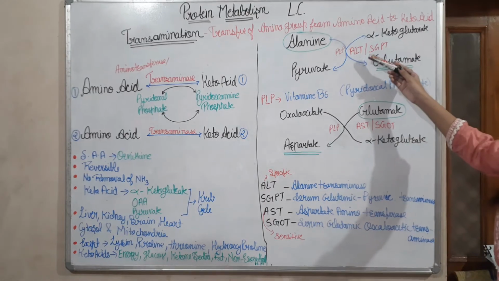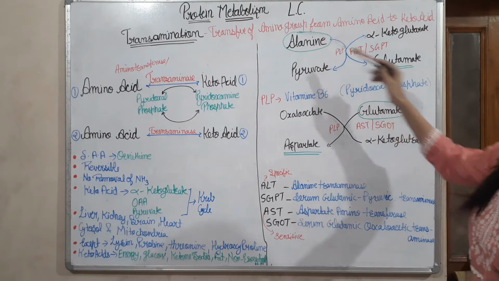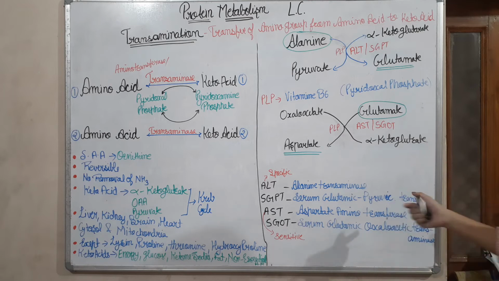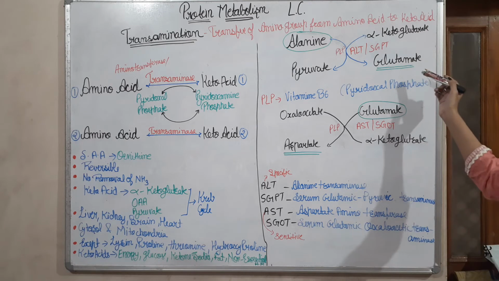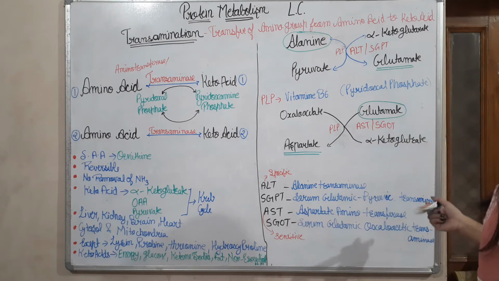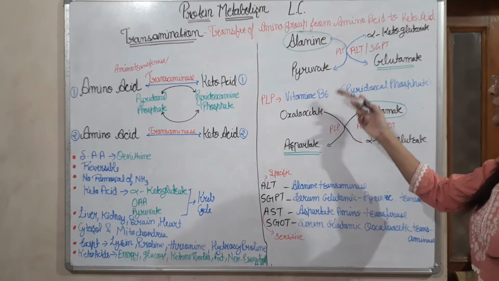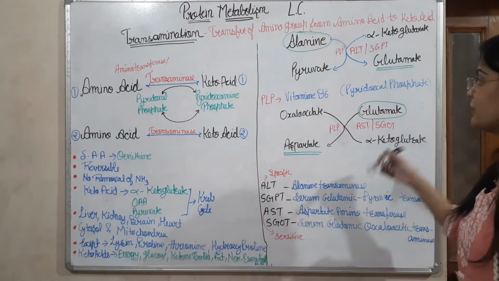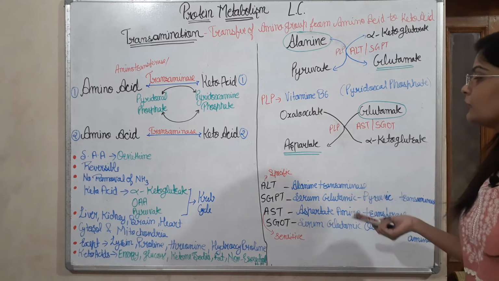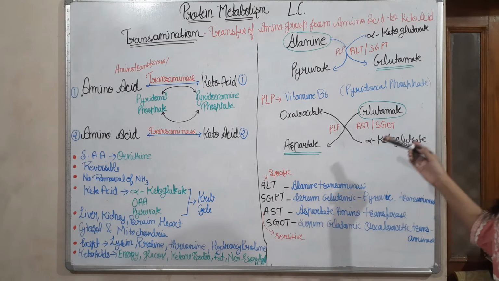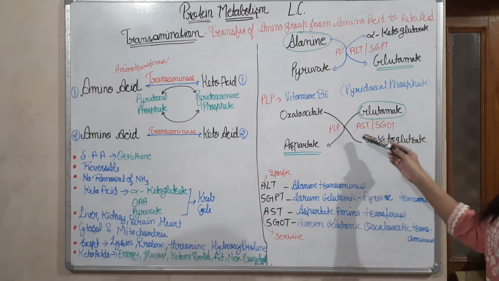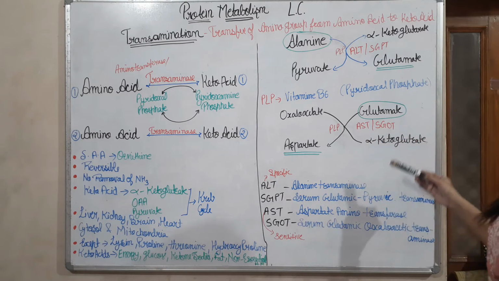So ALT has the function of breaking down alanine and forming glutamate. The main thing here is the synthesis of the amino acid glutamate. And PLP is a vitamin B6 derivative coenzyme. Pyridoxal phosphate is its full form. And now coming to the second example. Here the enzyme AST, or we can say SGOT, plays a role, and the coenzyme PLP is also present here.